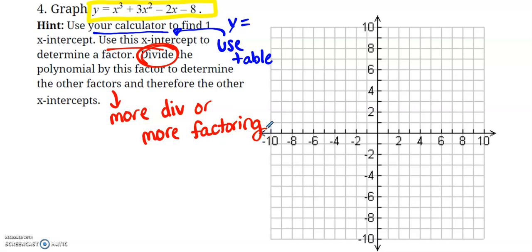So this last one you are going to need to use your calculator for, just so that you can get started, because we didn't give you a starting point for this particular problem.